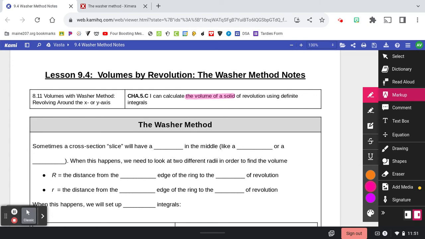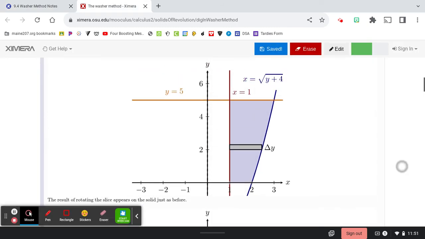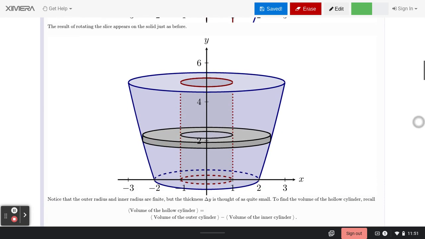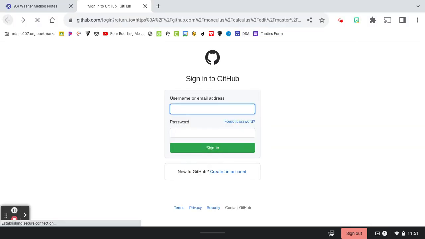Before we get started, I want to go ahead and show you a visual of what the washer method is representing because I think once you visualize it, it does make it easier to set up these problems. So if you take a look at this demonstration right here, imagine that you start with a graph that looks like this, and I ask you to revolve this graph around the y-axis. So we're rotating this graph around the y-axis. When you do that, you get a three-dimensional shape that looks like this.